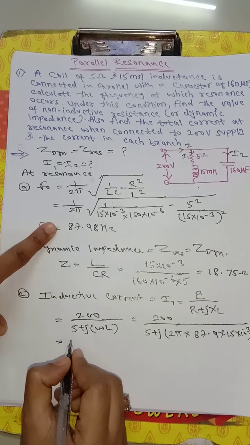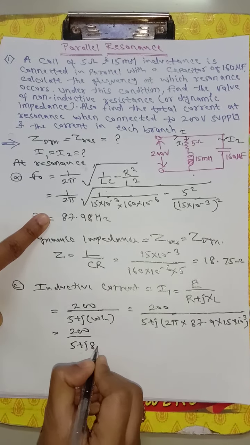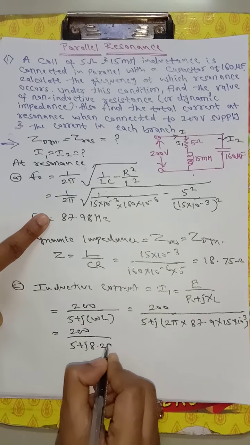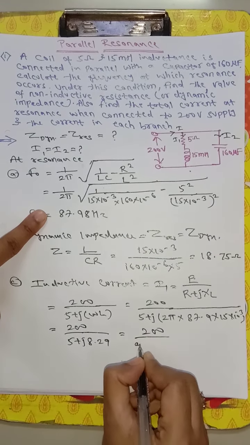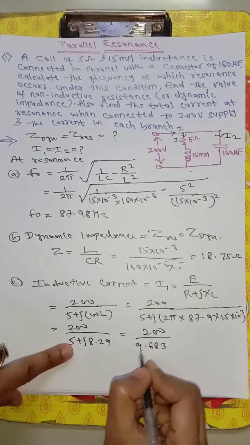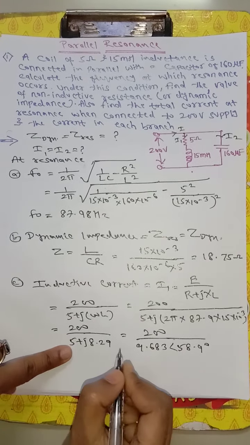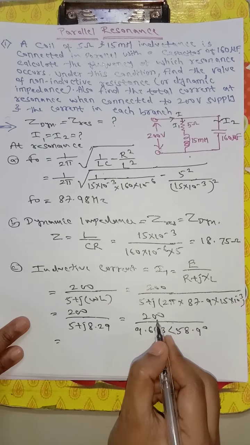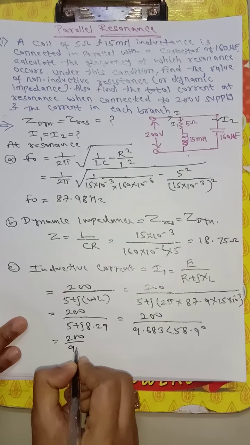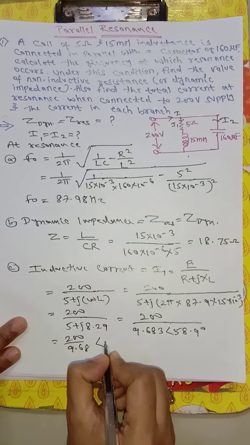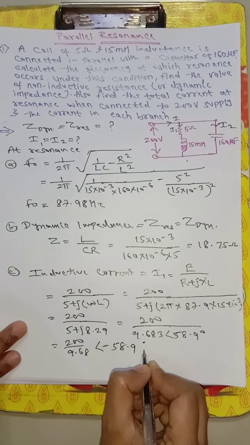If you do the real and imaginary part, then 200 divided by 5 plus J of 8.29. Convert this rectangular form into polar with the help of the calculator, you will get 200 divided by 9.683, and 58.9 will be the angle. Now this divided by this one, and the angle will go in the numerator. So here minus 58.9 degree will be the angle.